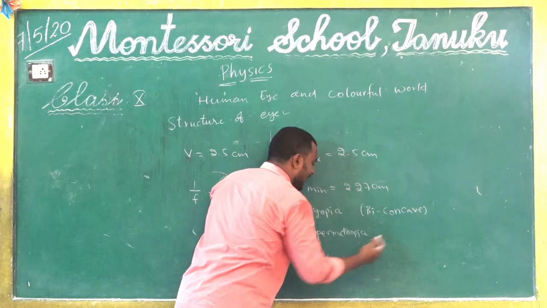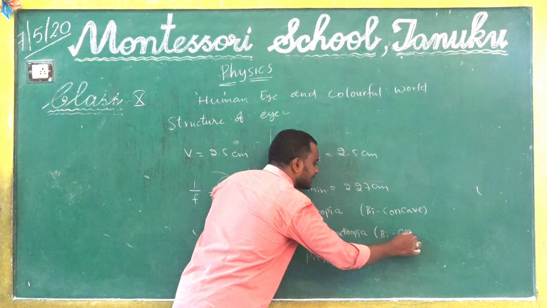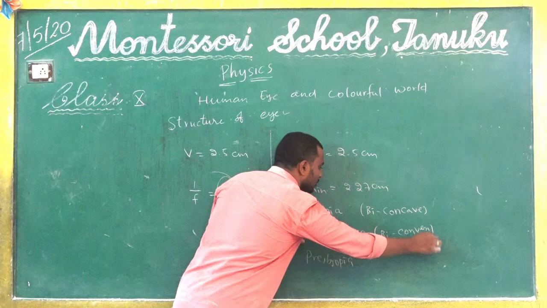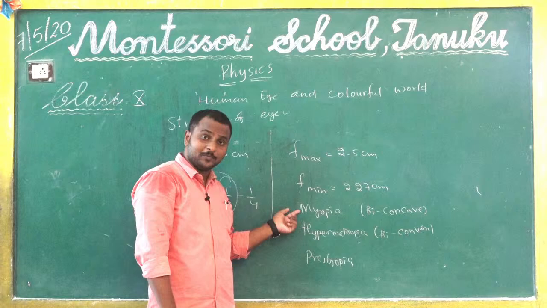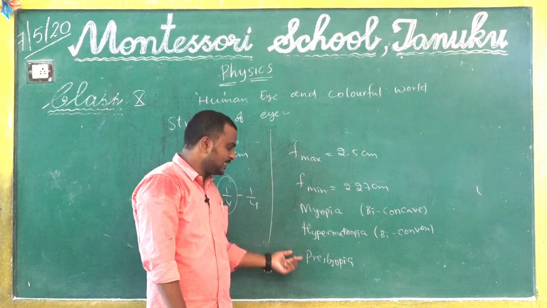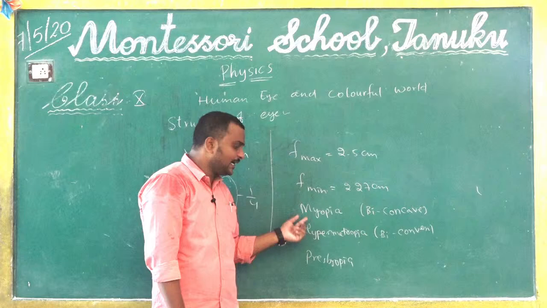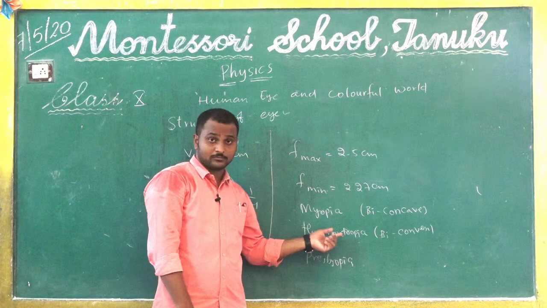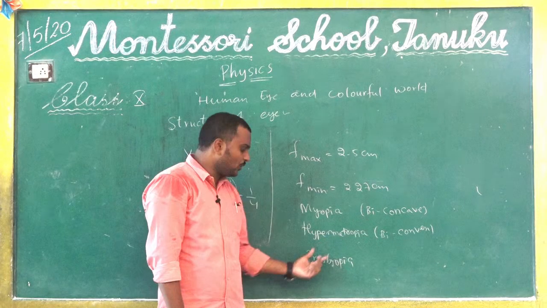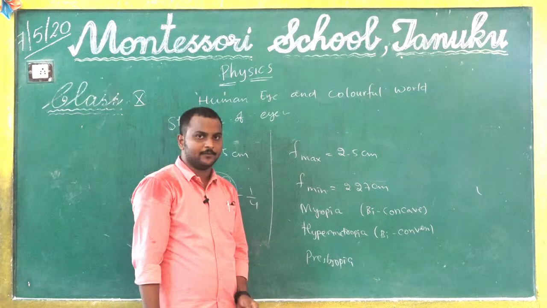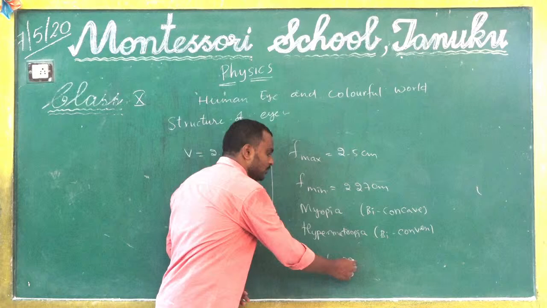Hypermetropia can be corrected by using a biconvex lens. So what is presbyopia? A person suffering from both myopia and presbyopia, this defect we call presbyopia. Myopia and hypermetropia are corrected by biconcave and biconvex lenses. Then what lens is used for presbyopia? Do they have to use both the lenses? No. They use bifocal lenses.